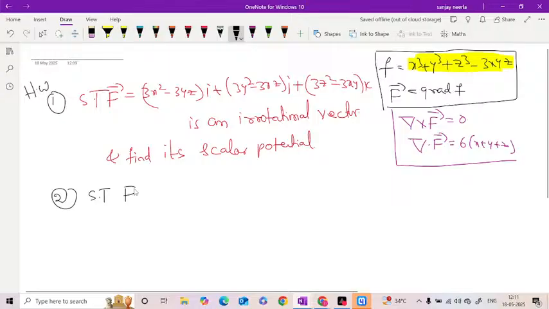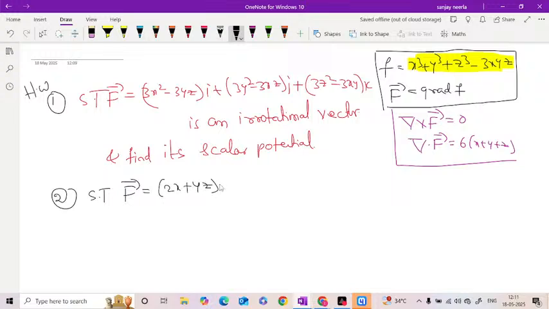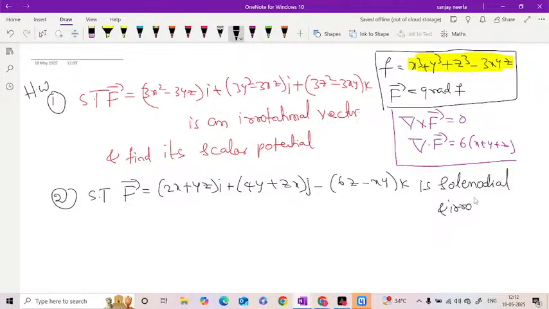Show that this F is equal to (2x + yz) i + (4y + ...) j - (6z - xy) k. ఈ సాల్వ్ చేసామా? మీకు హోంవర్క్ ఇచ్చాను ఇది. Homework problem, sir. Okay, and this structure always it gives the solenoidal as well as show that this is solenoidal and irrotational vector, but we are in what is our topic?